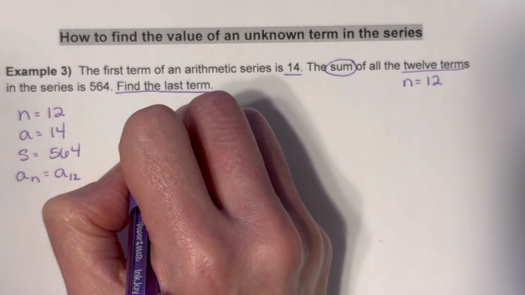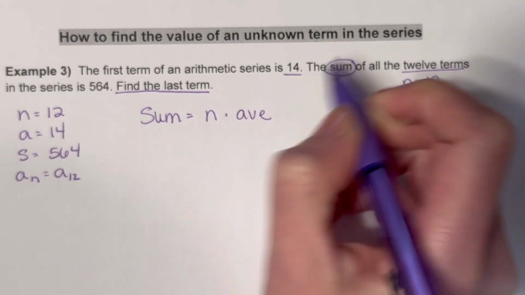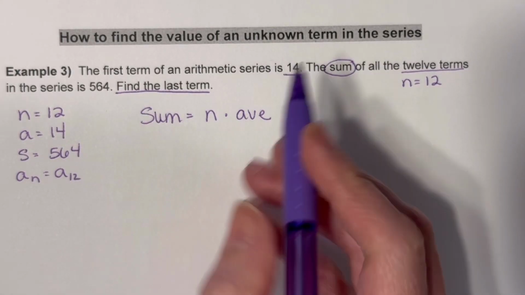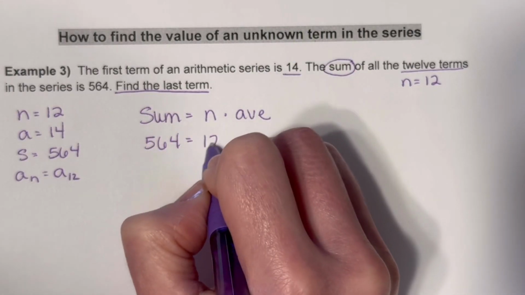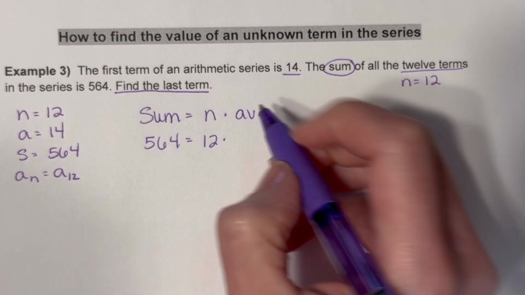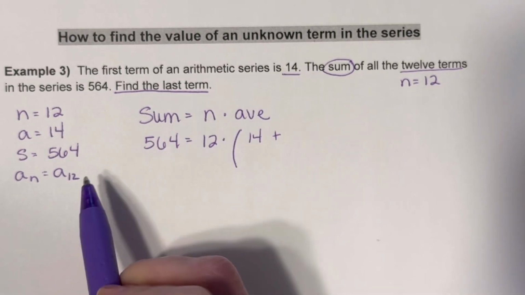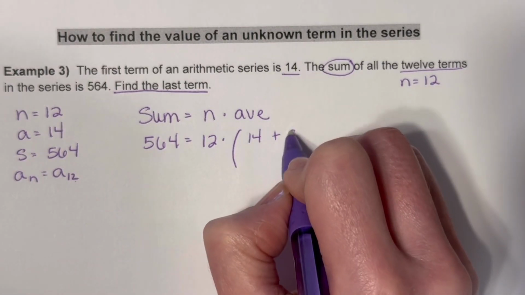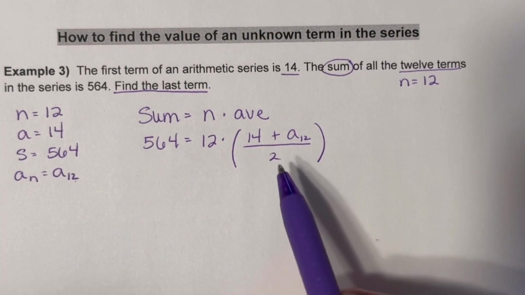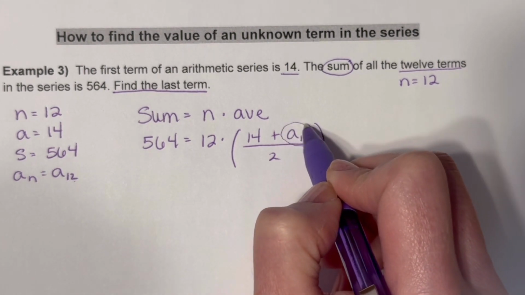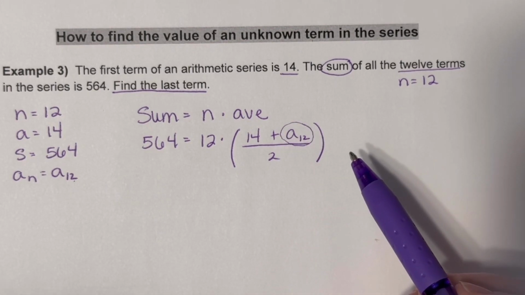Let's write a formula. I know that the sum is equal to the number of terms times the average. Let's plug in some things here. The sum is 564. Number of terms is 12. The average, I'm going to have to do a little bit of work on this one. The average is the first term, which is 14, plus the last term, which I don't know. I'm just going to say the last term, divided by 2. And basically, this now becomes my unknown. If you want, just put in an X in here, but this is what I'm trying to figure out. So how do I figure that out?